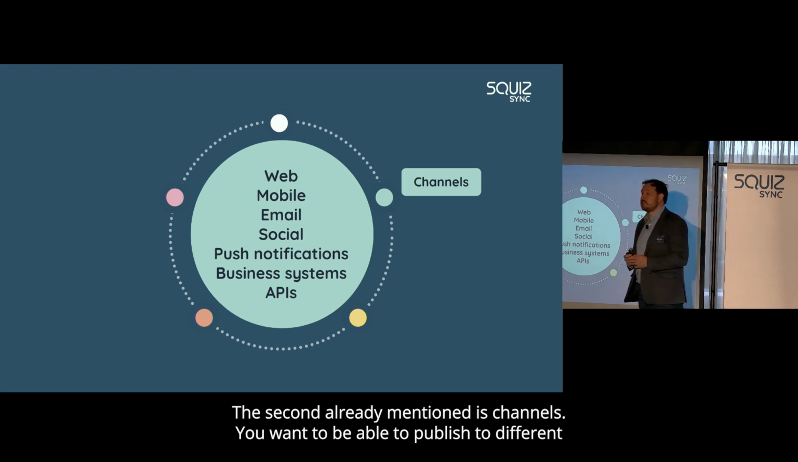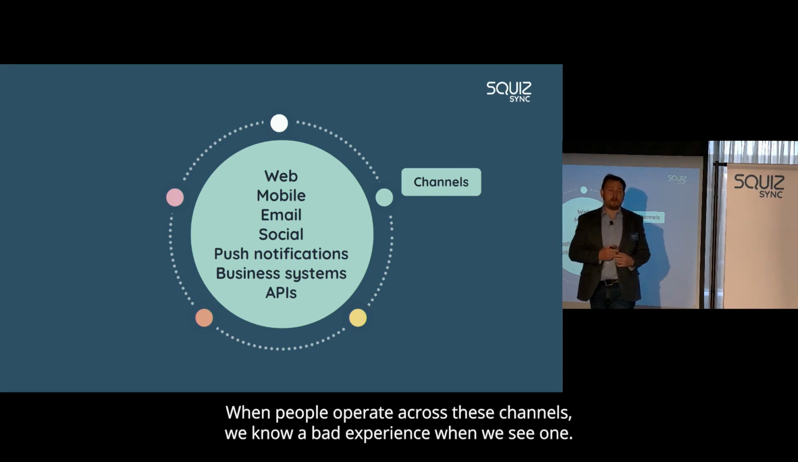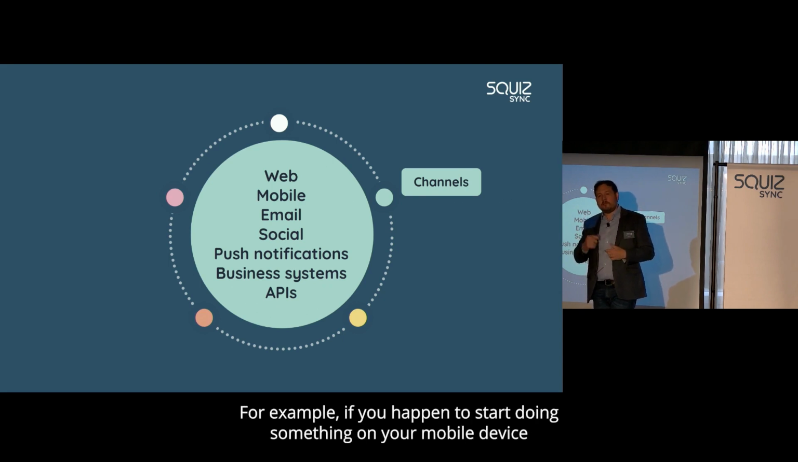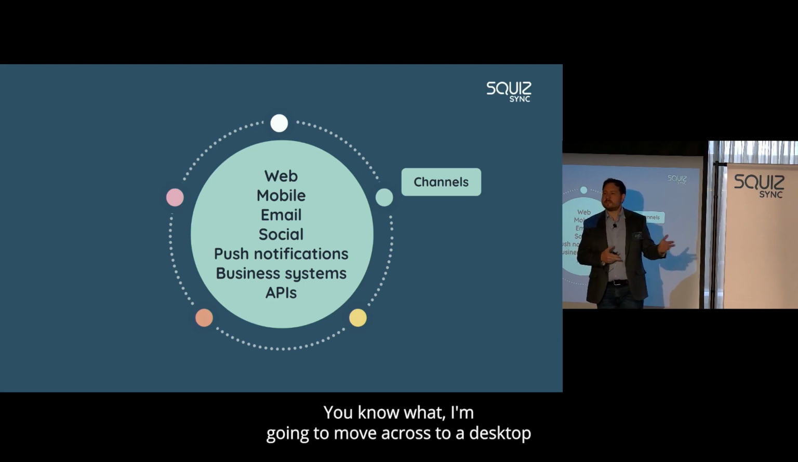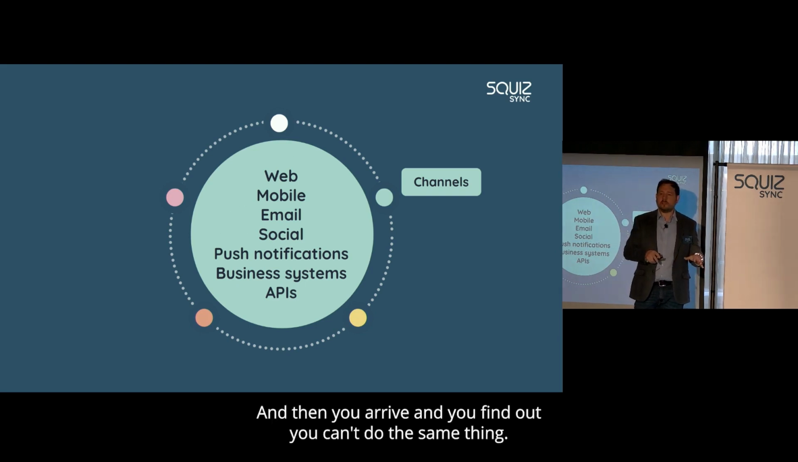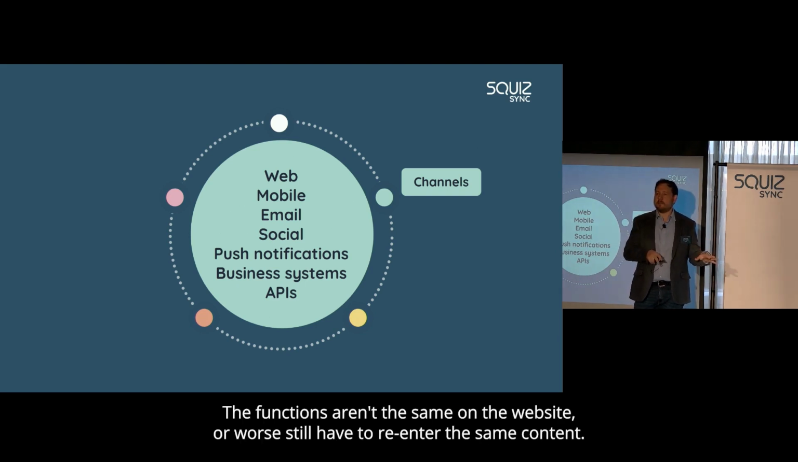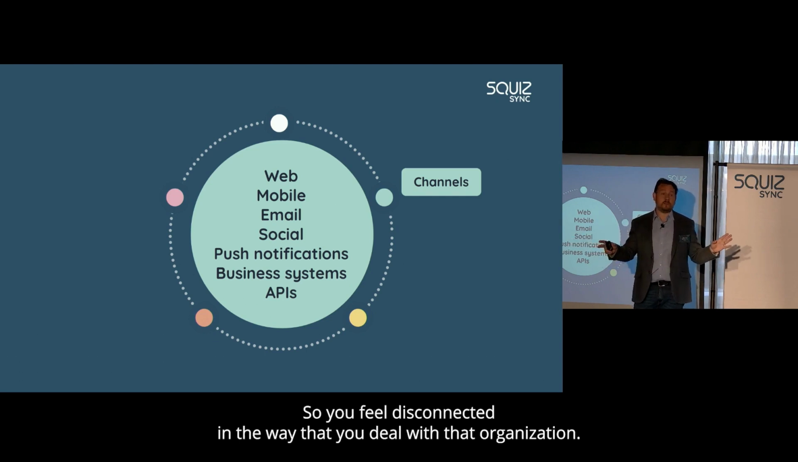The second I already mentioned is channels. You want to be able to publish to different locations and manage what's being published so that there's some level of continuity when people operate across these channels. We know a bad experience when we see one. For example, if you happen to start doing something on your mobile device and then you think, you know what, I'm going to move across to a desktop where I've got a keyboard and a larger screen because it'll be a little bit easier. And then you arrive and you find out you can't do the same thing. The functions aren't the same on the website. Or worse still, I have to re-enter the same content. Or even worse still, the content's not the same because they're built completely separately from each other. So you feel disconnected in the way that you deal with that organisation.